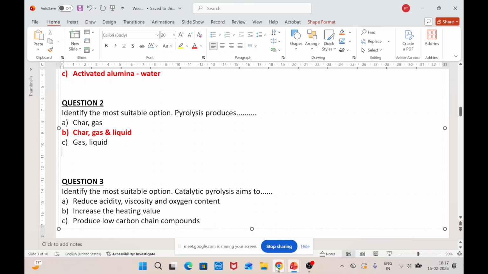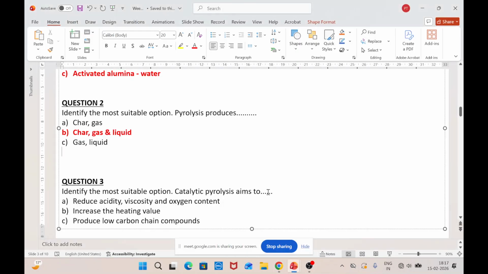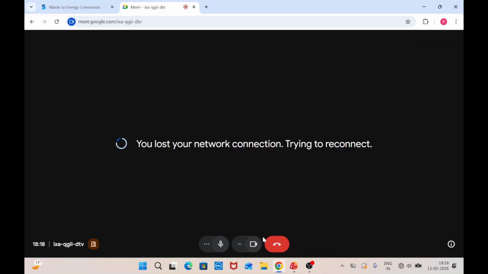So which one could it be? Anyone? Is it reduce acidity, viscosity and oxygen content, or is it increasing the heating value, or is it basically to produce low carbon chain compounds? Yes, anyone?